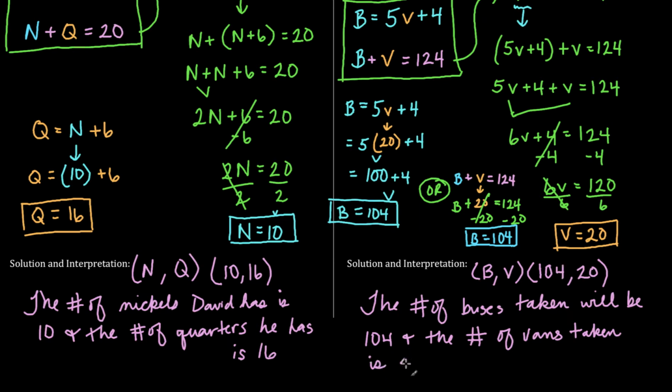This is like an obscene amount of kids. That's 104 buses, but whatever. Will be 20. You could also say they will take 104 buses and 20 vans if you want to make it shorter. As long as you're identifying which number goes with buses, which number goes with vans in a sentence or two, you're fine. So that's it. Thank you.